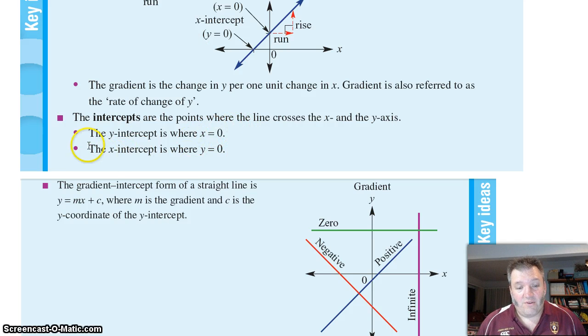Same with the x-intercept. If you want to find the x-intercept, anywhere along that x-axis there, you'll see that the y-coordinate is 0. Y tells me how far above or below the x-axis I am. If I'm on the x-axis, y equals 0. So to find the x-intercept, you substitute in y equals 0.